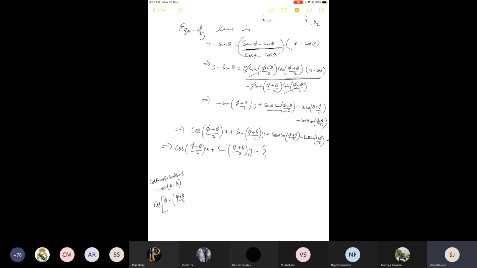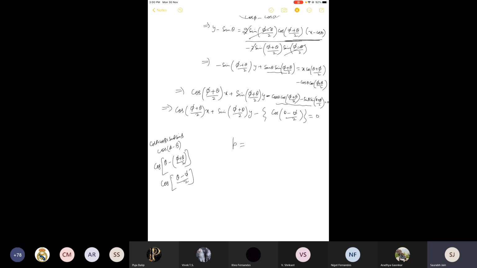equals 0. Okay. So what I have done? First I have taken negative common from the last two terms. Then in the bracket it will become cos A cos B plus sin A sin B, which is cos(A minus B). What is A here? A is theta. What is B? It is phi plus theta by 2. Now with this, you will be able to find the length of perpendicular from this line on the origin.